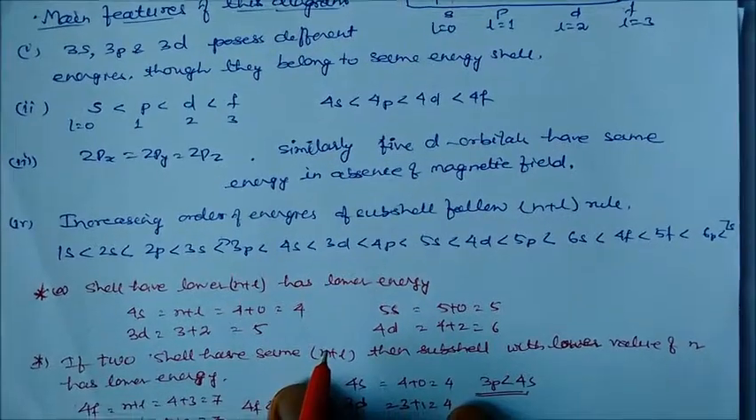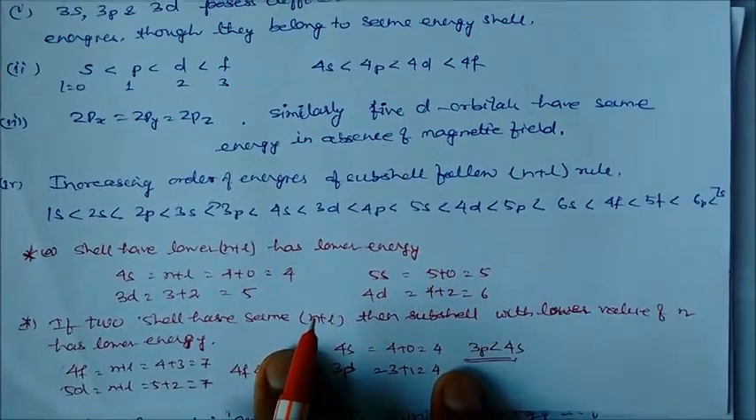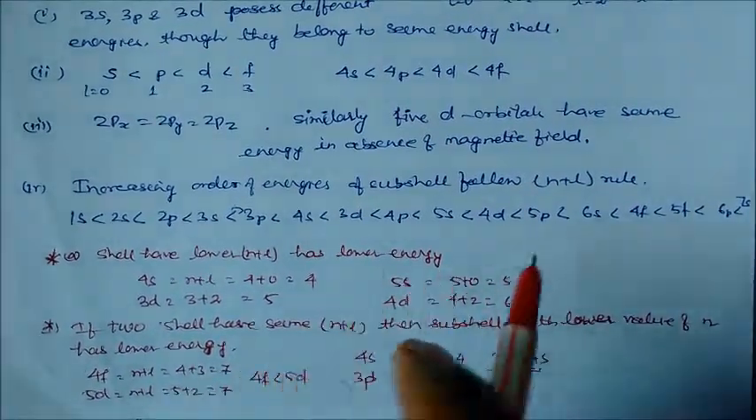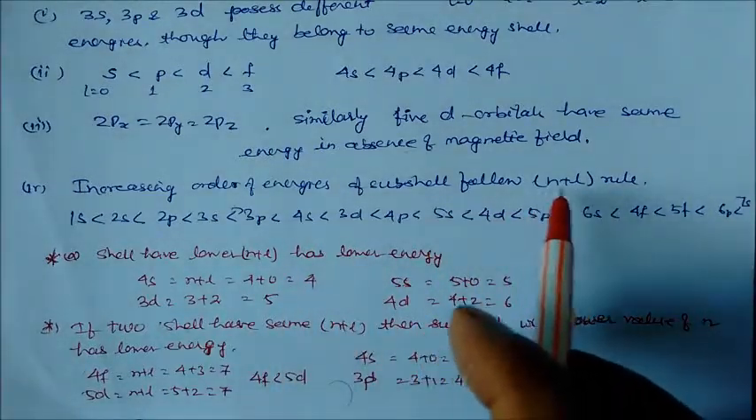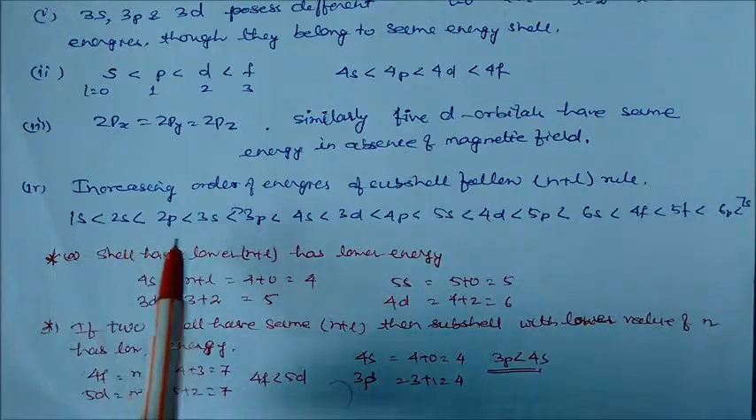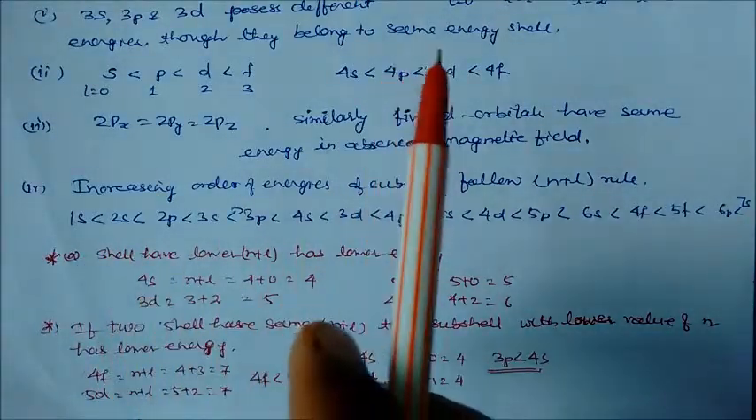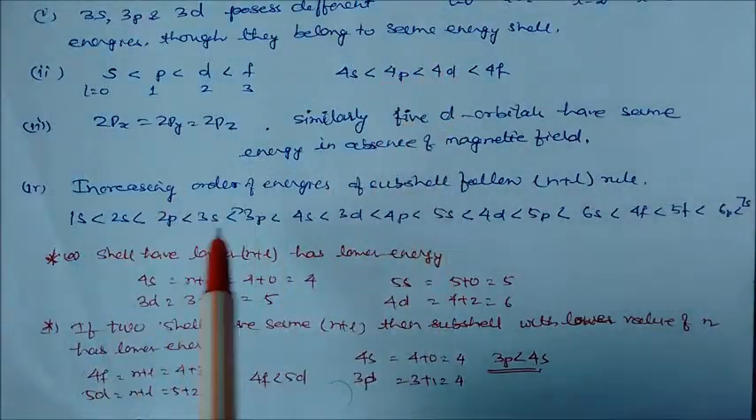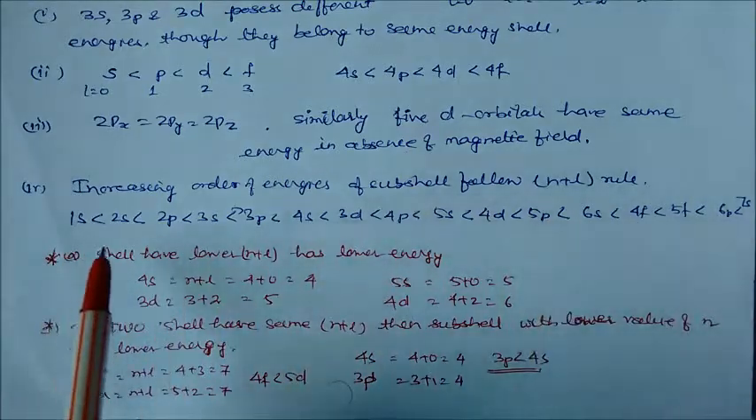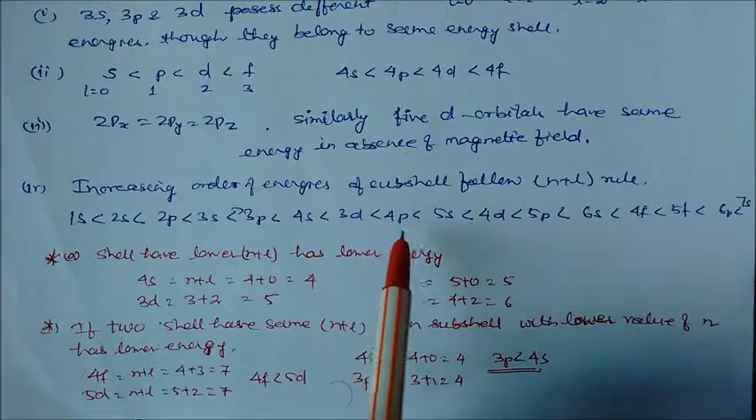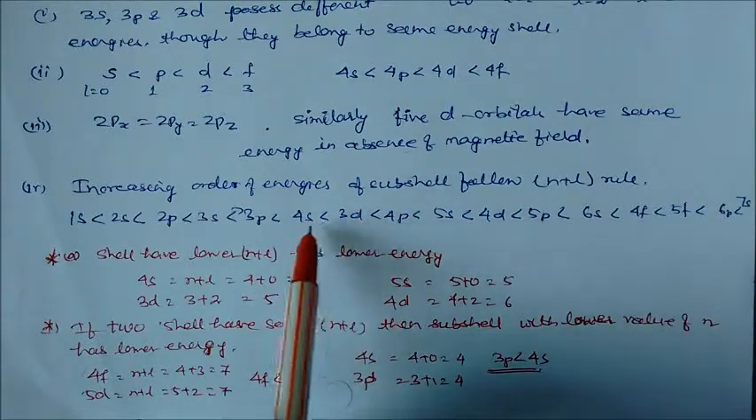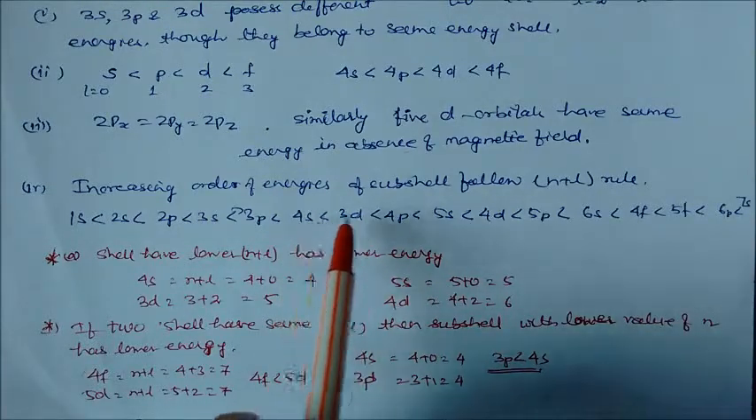Now the increasing order of energy of sublevels. These follow the n plus l rule. We are going to study the next topic, what is the n plus l rule. Using the n plus l rule, the electronic subshell energies increase like this: 1s, 2s, 2p, 3s, 3p, 4s, 3d, then 4p. You can see here 4s and 3d. So why is 4s lesser than 3d? We will study this.